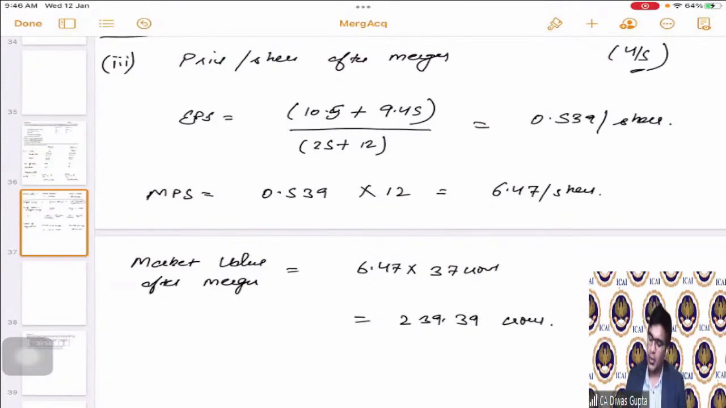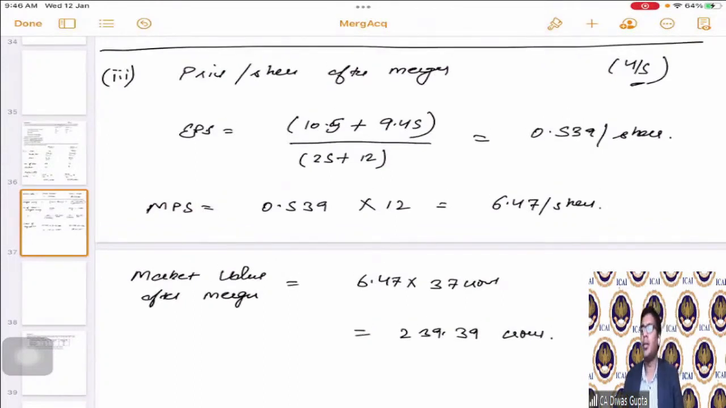Yes. Okay, students. So this is what the market value after merger will look like.